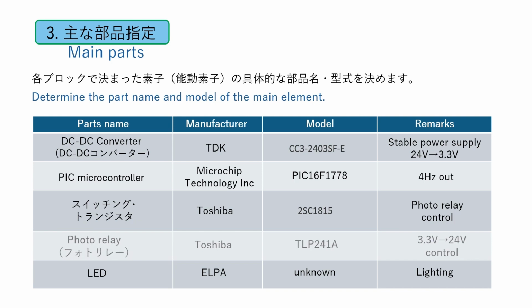The photo relay is manufactured by Toshiba, and the model name is TLP241A. The LED is manufactured by ELPA. I used what I had in the junk box. For part specifications, please refer to each datasheet. The next step is to create a schematic from the main parts.